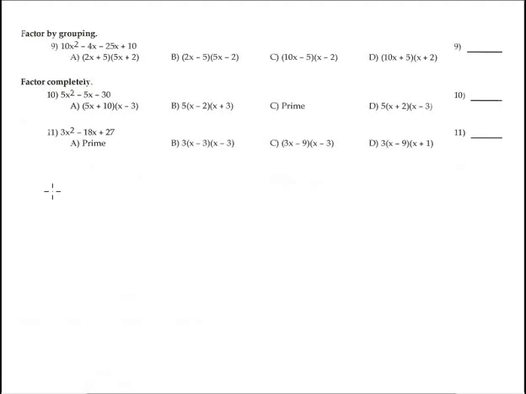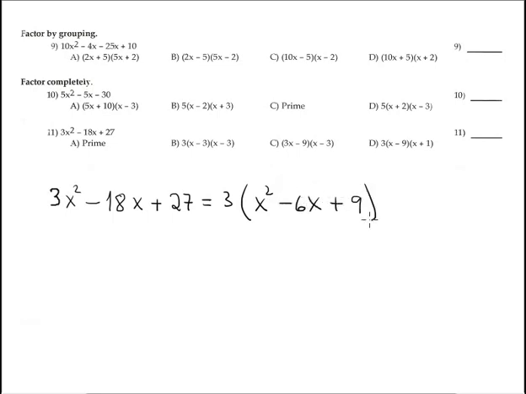Okay, 11 is a factorization of a trinomial: 3x squared minus 18x plus 27. The greatest common factor is 3, giving 3 times (x squared minus 6x plus 9). And this is a perfect square trinomial. The factorization is 3 times (x minus 3), both minus, to the second power, which is equivalent, and that is option B.